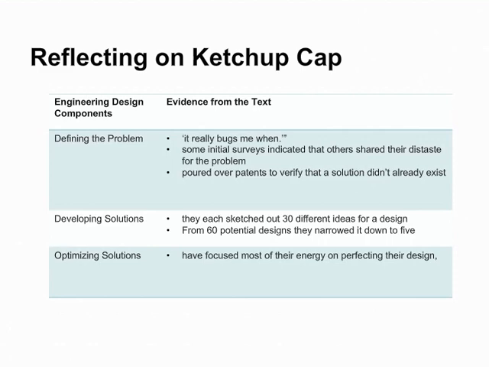Places where they might have been developing solutions, in the text it talked about they each sketched out 30 different ideas for a design. That sounds like developing solutions to me. From 60 potential designs, they narrowed it down to 5. So I think that's probably still in that developing solutions, right? And then places where they might have been optimizing a solution, there was just a part in the text where it said they focused most of their energy on perfecting their design and not so much worrying about patents and the money part of this.